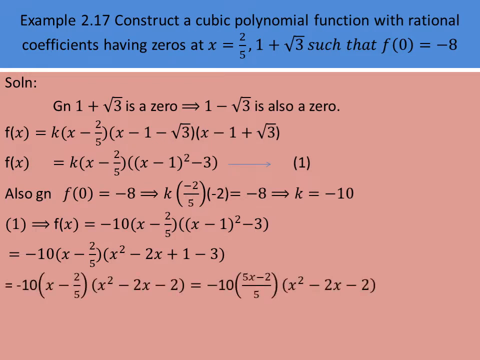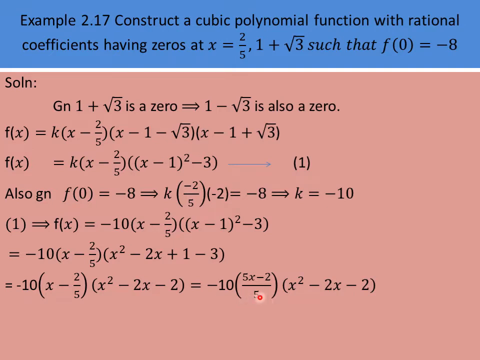Then it is equal to minus 10 into (x minus 2 by 5) into, here we have 1 and minus 3, isn't it? 1 minus 3 can be written as minus 2. Then here you can take the LCM. So (5x minus 2) by 5 you'll get.